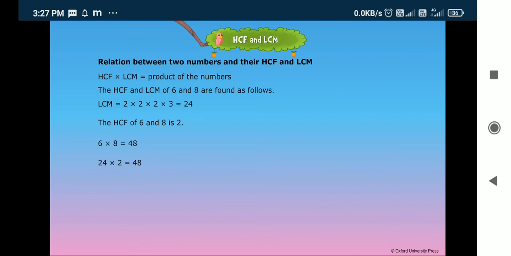Now you see that the product of two numbers and the product of the HCF and LCM are the same. Isn't this relation interesting?